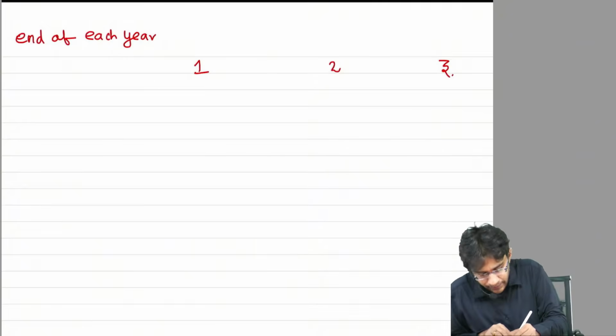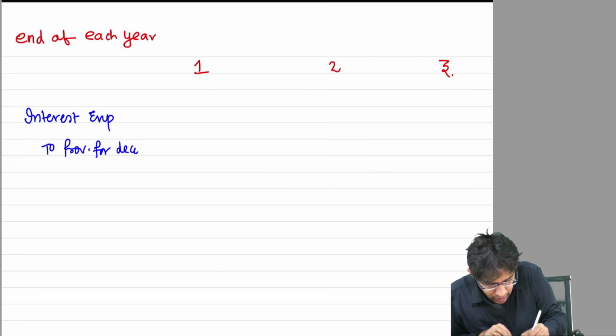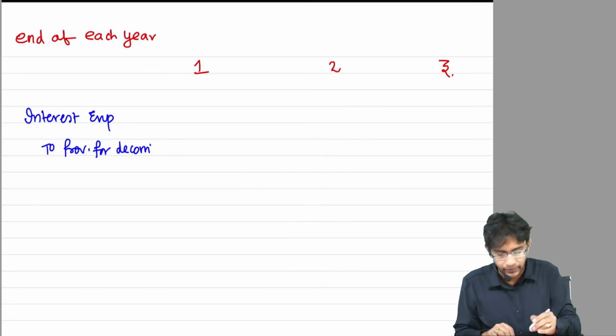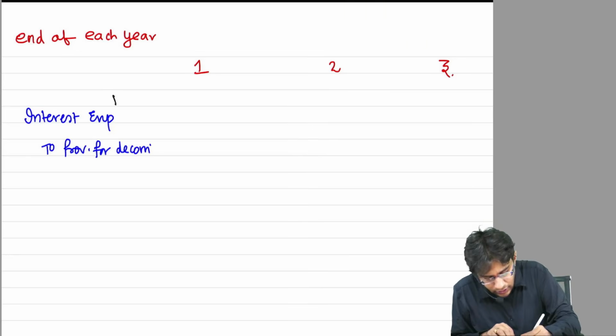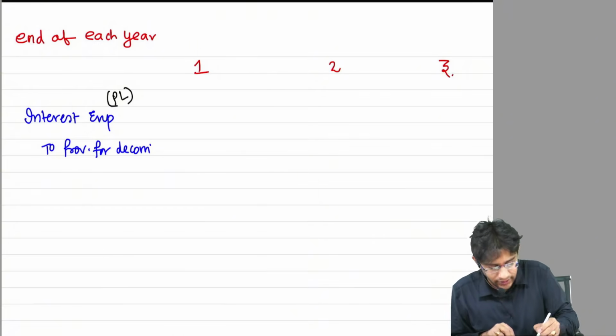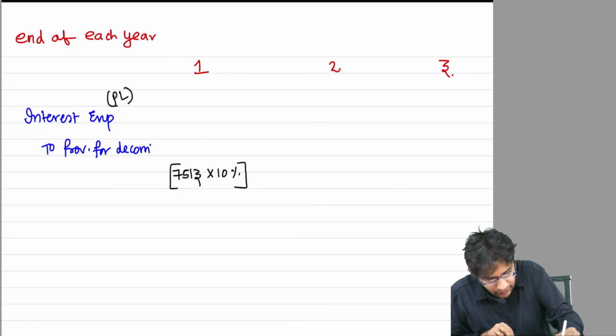Very important stuff. This is called interest expense account debit to provision for decommissioning liability. Every year you will record this dummy entry, and this interest expense you will transfer to your P&L account. Now, every year what amount should you write in the entry? Your liability originally recognized as 7513. Your discounting rate was 10%. Now, apply the same 10%. So that will be 751.